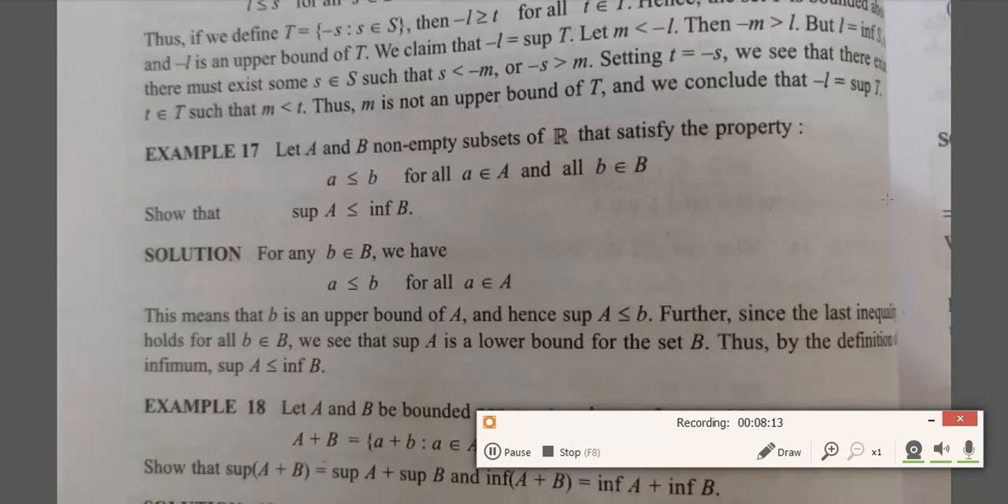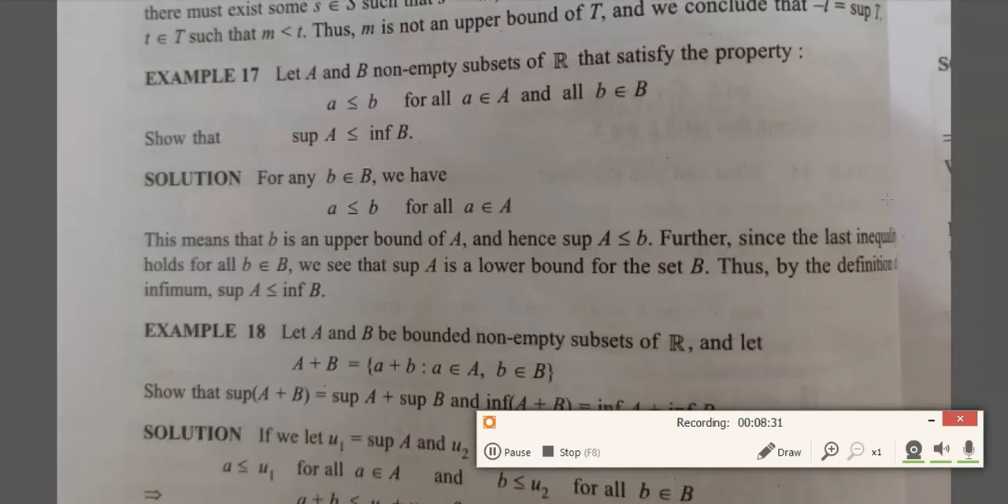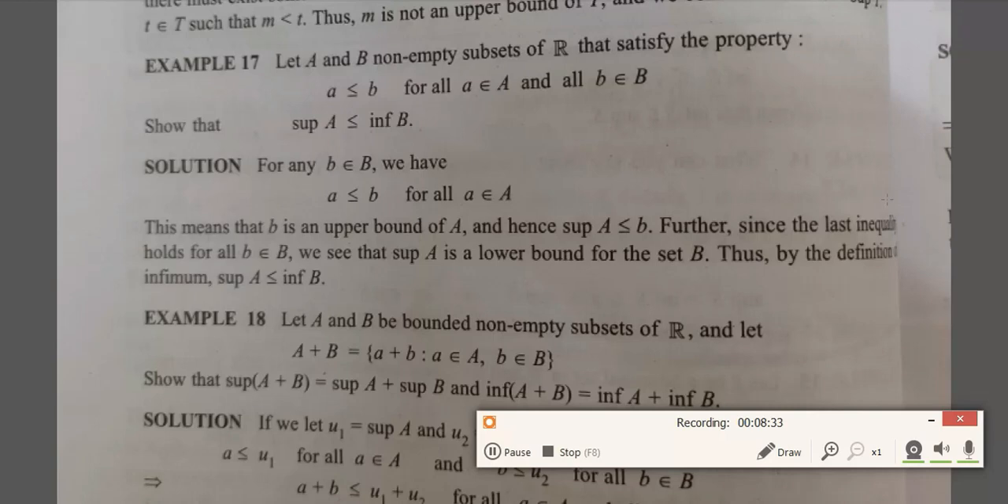Next example, if you have two non-empty sets A and B which satisfy the property that a is less than or equal to b for every a in A and b in B, then the supremum of A is less than or equal to the infimum of B. So for any b in B, we get that a is less than or equal to b. This means that b is an upper bound for A. So taking the supremum, we get the supremum of A is less than or equal to b. Also this is true for every b in B, so we can take the infimum over B. So we get the supremum of A is less than or equal to the infimum of B.